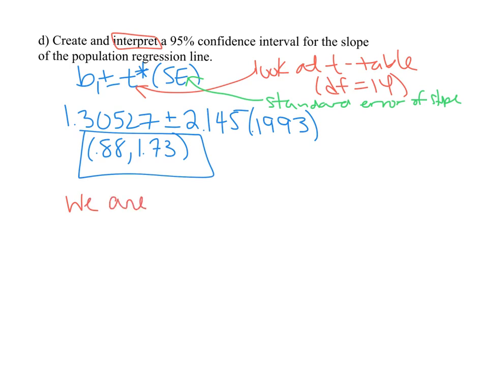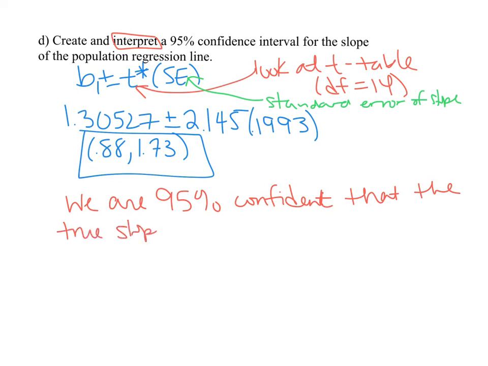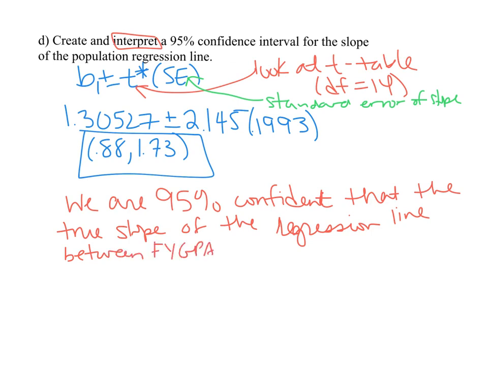And you're always going to interpret these in kind of the same way. You're going to mention your confidence level. You are going to mention the parameter, which is the true slope. And you're also going to mention the context, first year GPA and high school GPA. I'd recommend actually on a big test that you write it out. And then you're going to mention that it's between these two values.